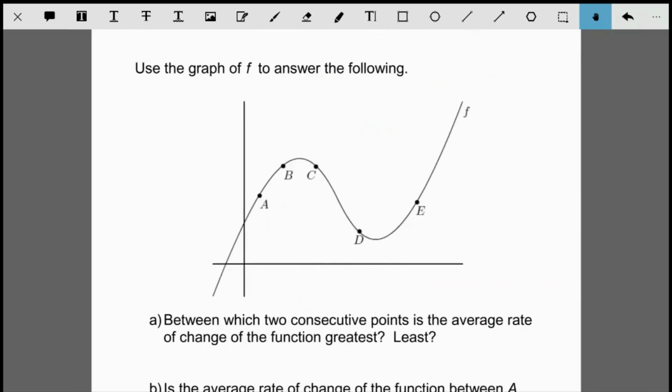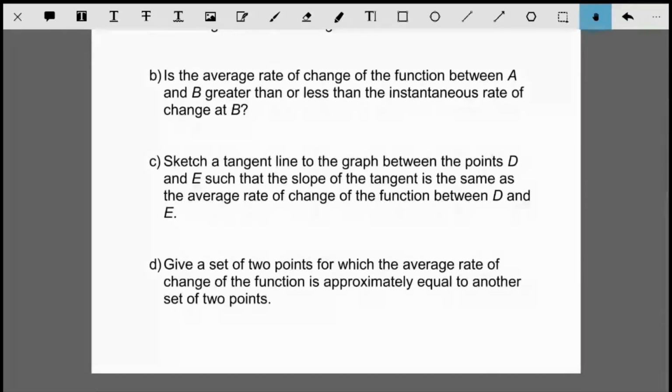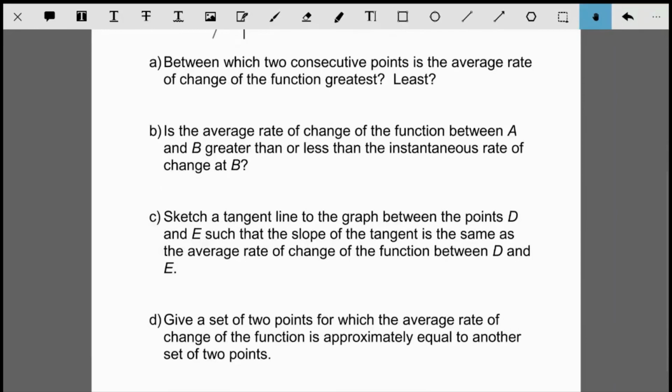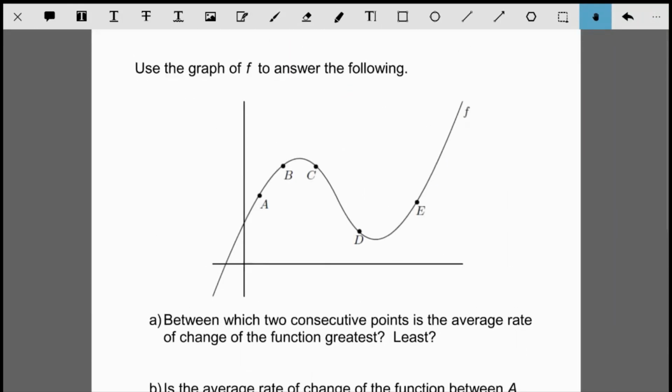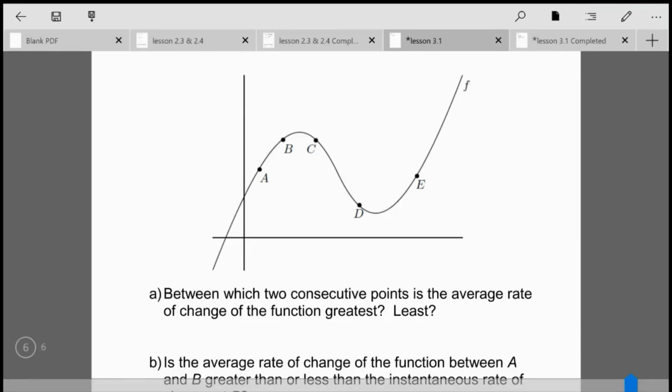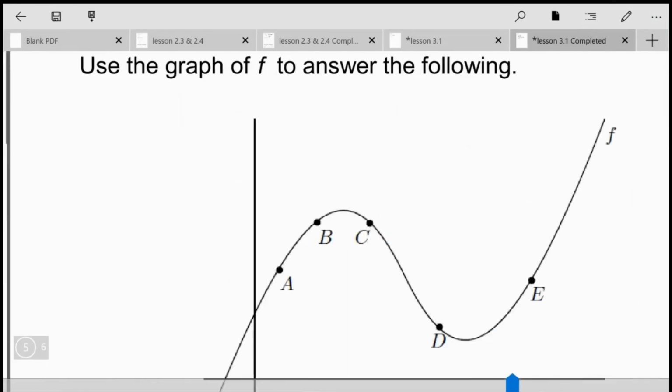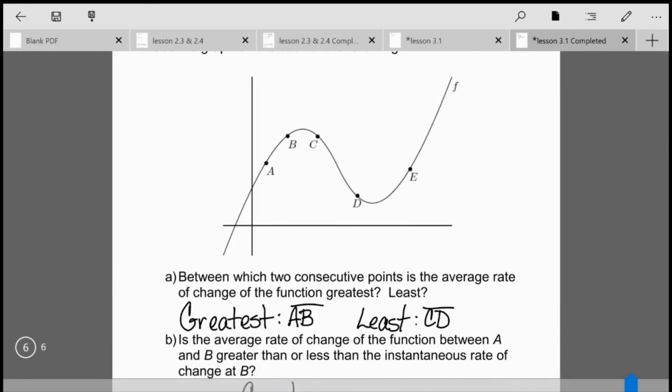All right, and then this last page, I've got some questions here that I want you to try. It's a graph with 5 points, and they're asking you about things with the average rate of change and instantaneous rate of change. So I want you to just take a few minutes and try to solve these 4 questions that are in the notes. So go ahead and pause the video, and then when you come back, I will show you the solutions to these and just briefly explain them. Okay, so here's what you should have ended up with.